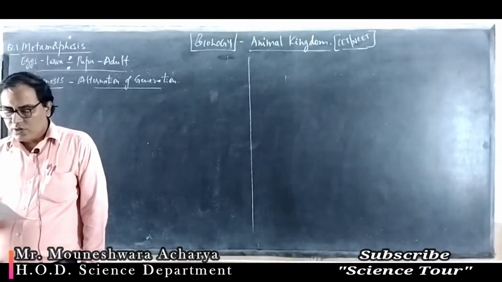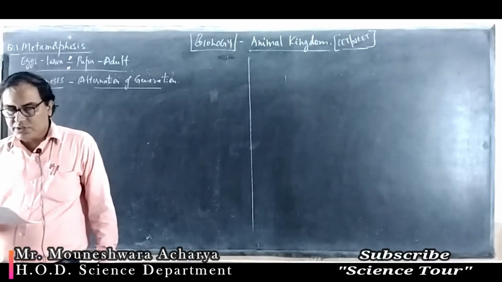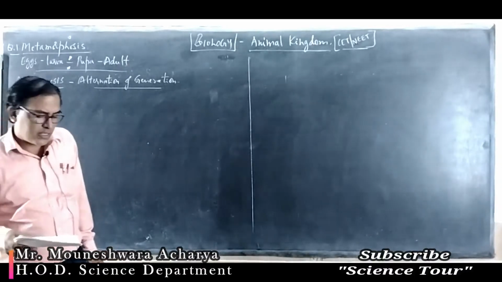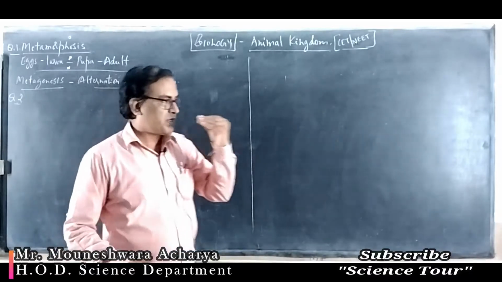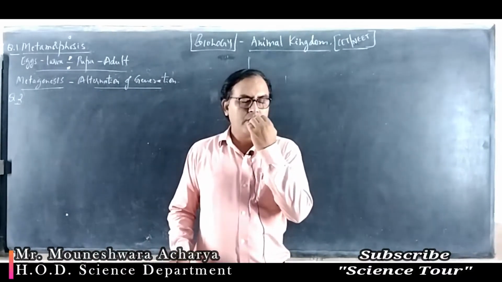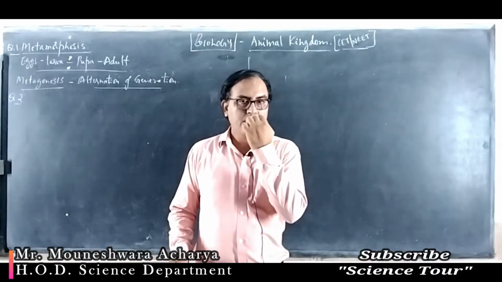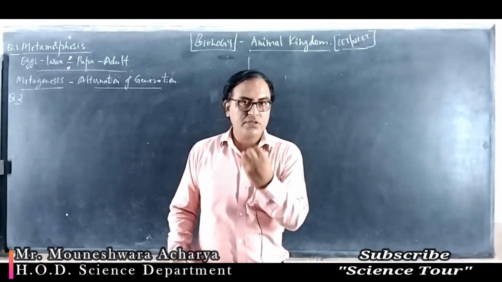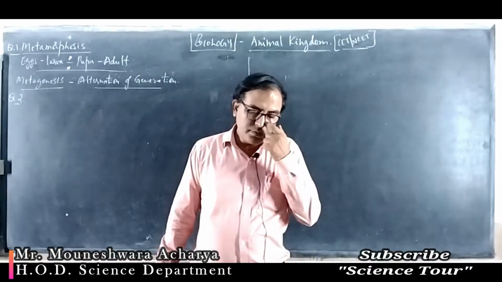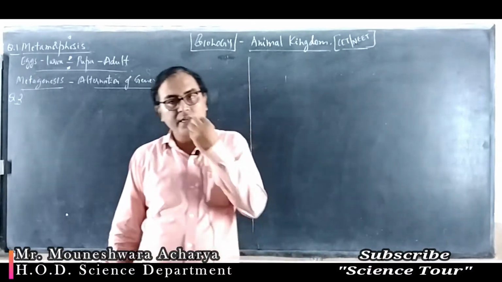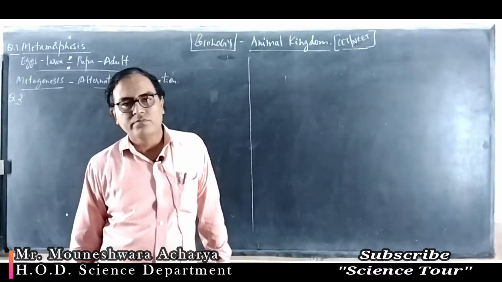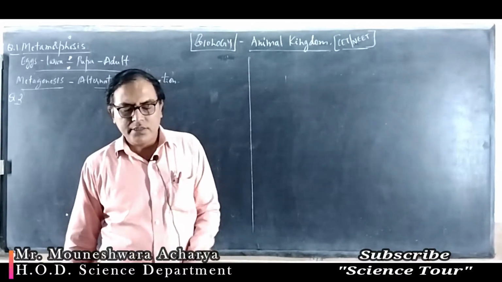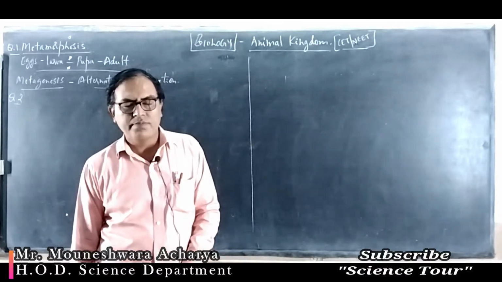So in mammals there are certain exceptions I told. There is duck-billed platypus, bill of duck. It resembles the bill of the duck. That is why it is called duck-billed platypus. Platypus bill resembles the bill of the duck.